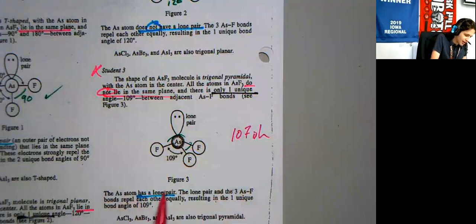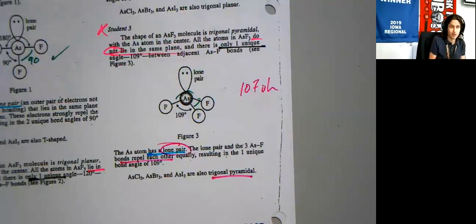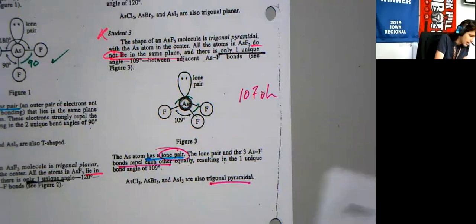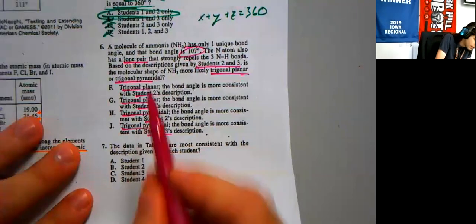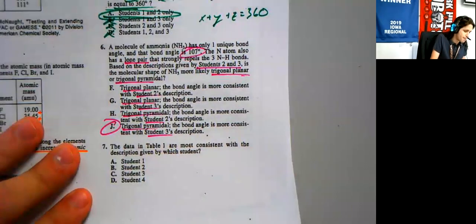Notice it talks about lone pairs. Talks about repelling each other. And it says trigonal pyramidal. I mean, just looking through, which one has the words? 3, pyramidal, done. 3, pyramidal. Answer option J there.